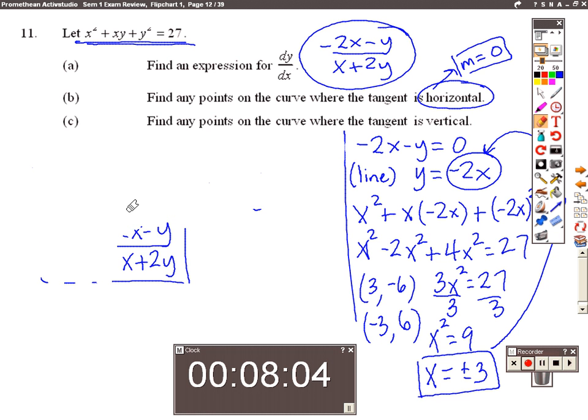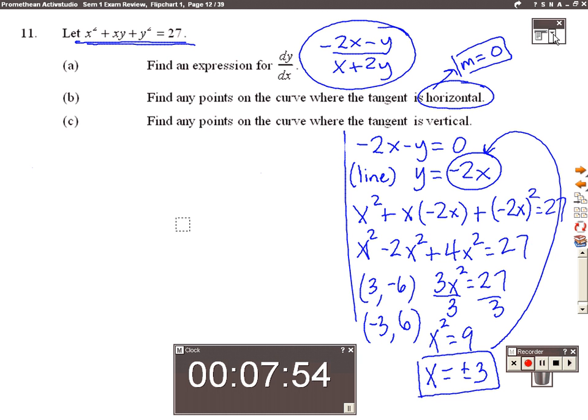And if the slope of the line is undefined, then we're looking for where the denominator of the derivative is equal to 0. So in this case, for the vertical tangent, I'm going to set the denominator of my derivative equal to 0. So I would have x plus 2y equal to 0.